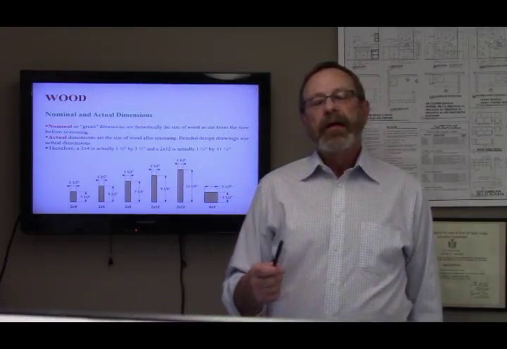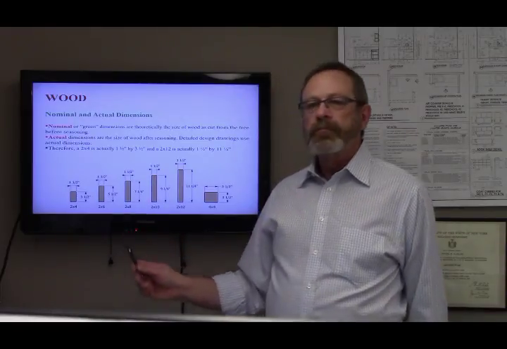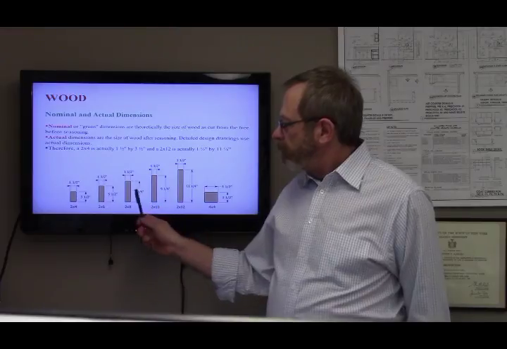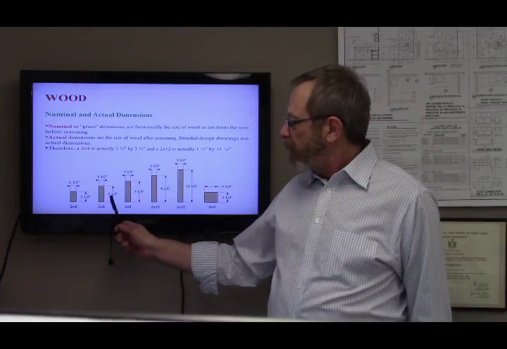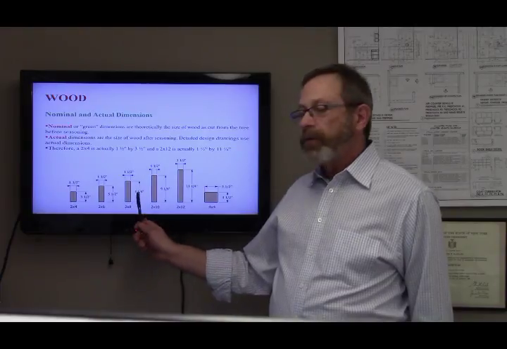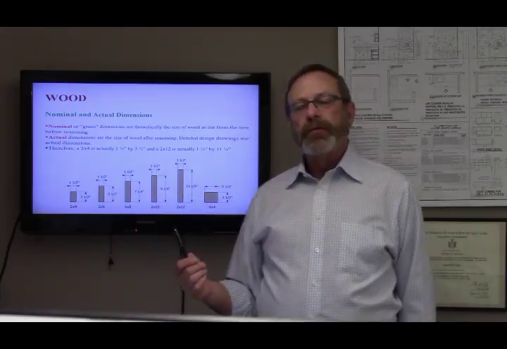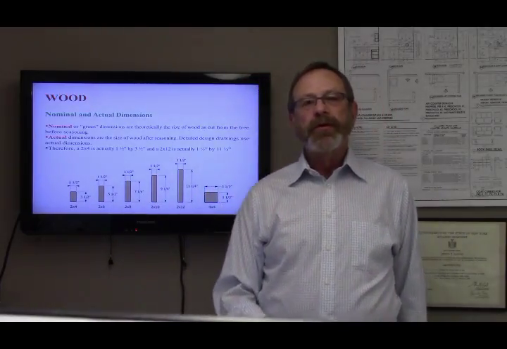Notice in this slide that over 8-inch nominal, the shrinkage increases to 3/4 of an inch from 1/2 inch. So 6 to 5.5, 8 to 7.25, 10 to 9.25. So the shrinkage increases to 3/4 of an inch once you get past a 2x8.